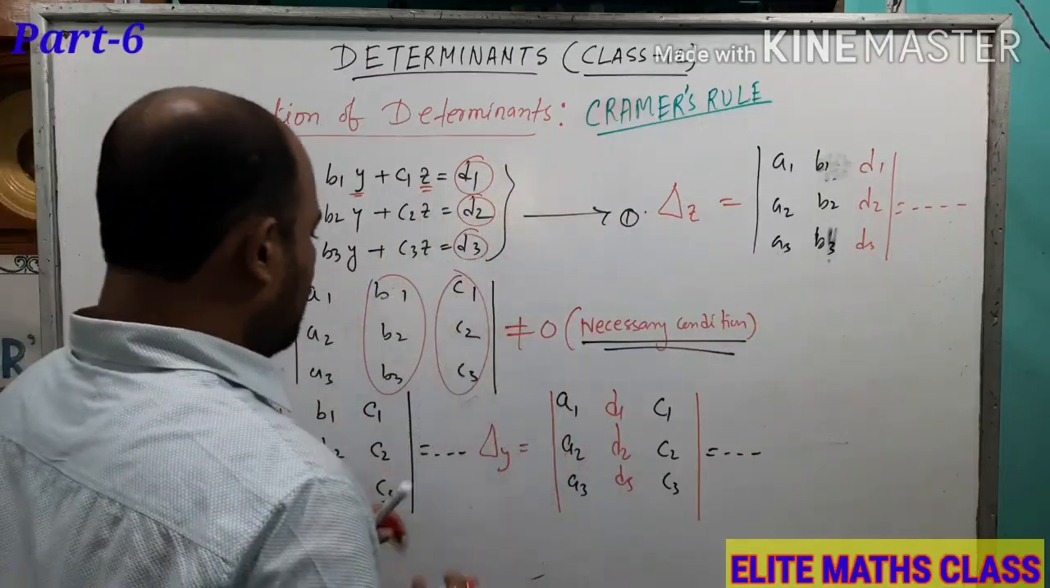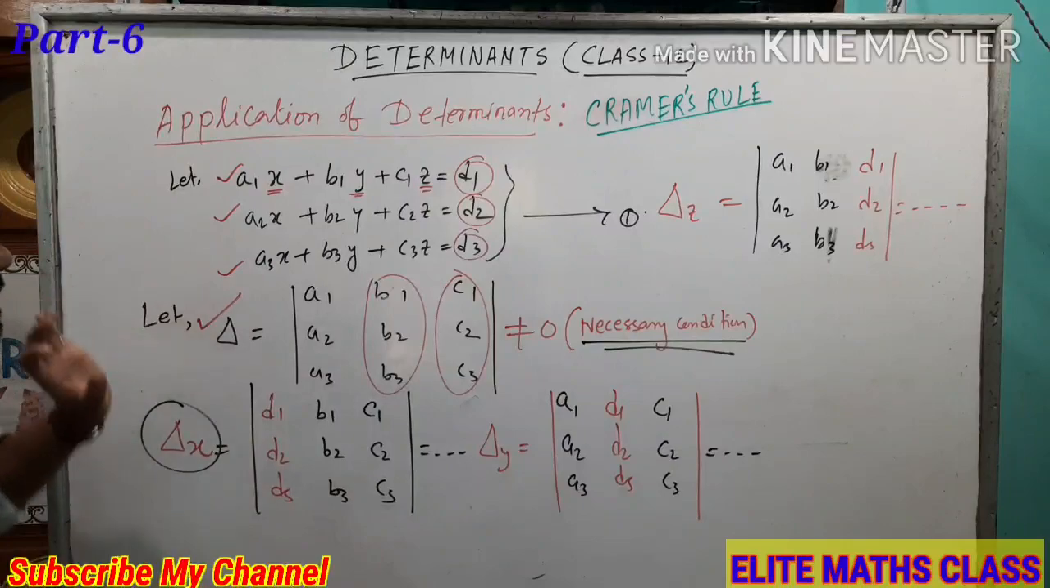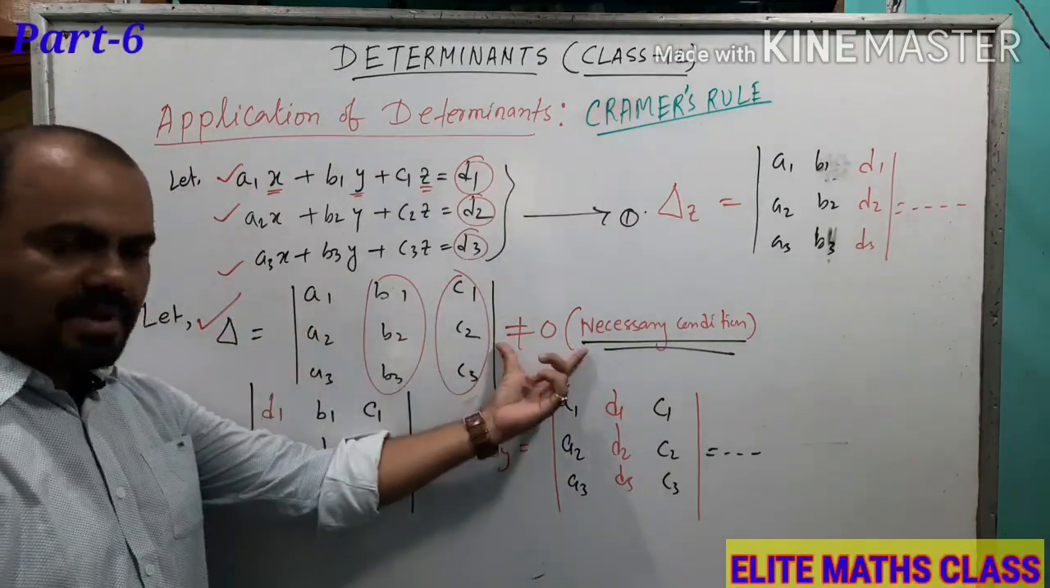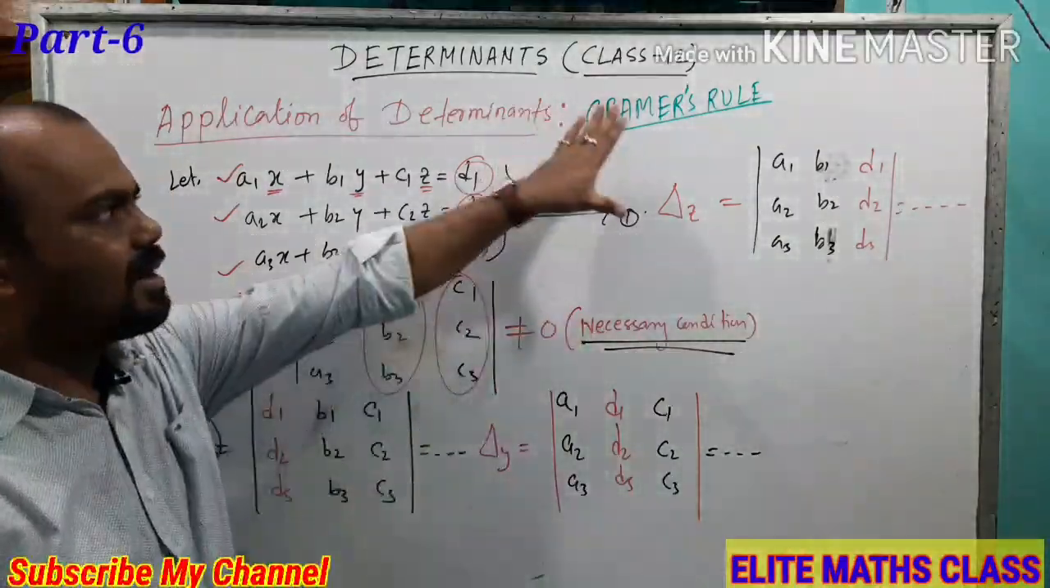So we are having 4 determinants. Del, the first thing, after writing del, you just expand this. If del is not equal to 0, then Cramer's rule will be applicable.